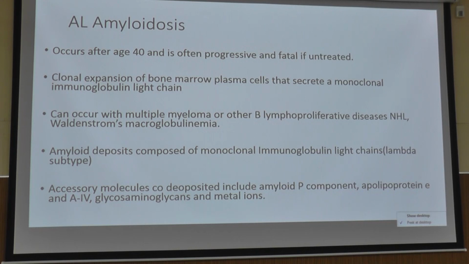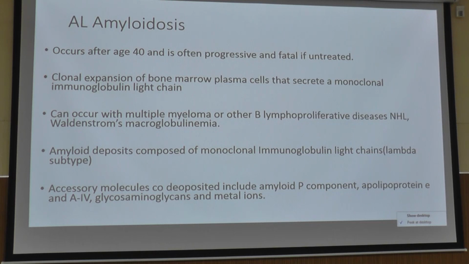So, one or two slides about each of the common amyloidosis which we come across. AL amyloidosis, after age 40, is progressive and fatal. Already told you there is a clonal expansion of bone marrow plasma cells that secrete a monoclonal immunoglobulin light chain. This can occur with other diseases like multiple myeloma or any B cell lymphoproliferative disease. It could be NHL or Hodgkin's.